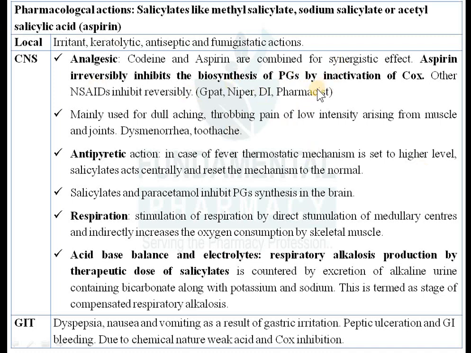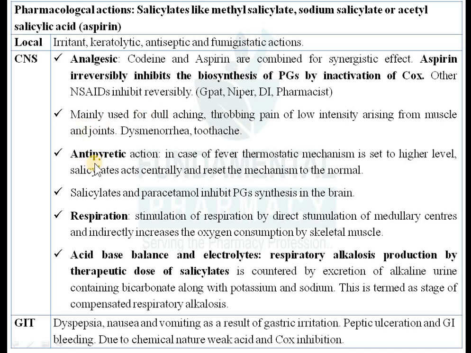Because prostaglandins increase the sensitivity of nerves to pain, they are pain mediators. Aspirin is mainly used for dull, aching, throbbing pain, meaning medium intensity or low intensity pain arising from muscle and joint. Dysmenorrhea. Dysmenorrhea means abnormal discharge in ladies, that is the dysmenorrhea. Then toothache, if your tooth is hurting, it is also used there.